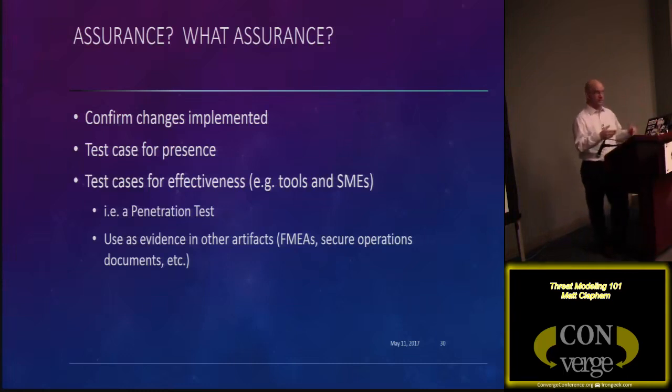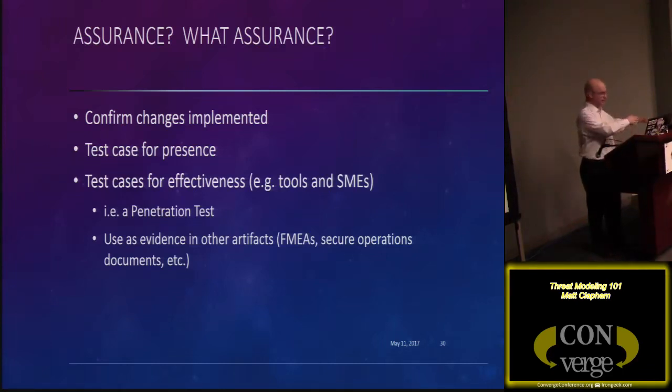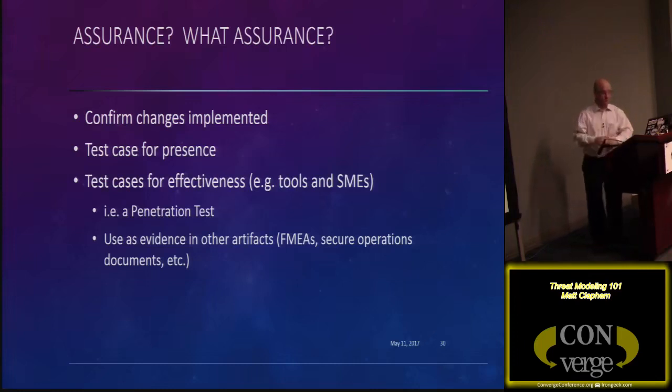You can also use it as evidence for other artifacts. How many of you ever worked on something that has a failure modes effect analysis? A couple of you? Okay, great. In the devices world, it's very common. But you can actually take some of the evidence and use it in other artifacts. Or you can say, hey, some of those things that we identified as part of the threat model actually turn into failure modes elsewhere. It also becomes guidance for your secure operations team, right?